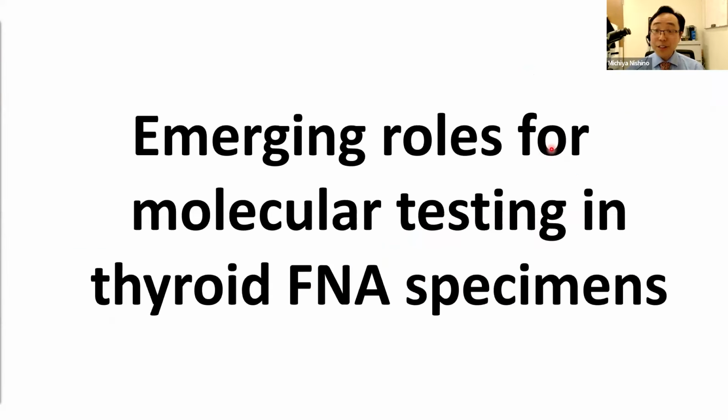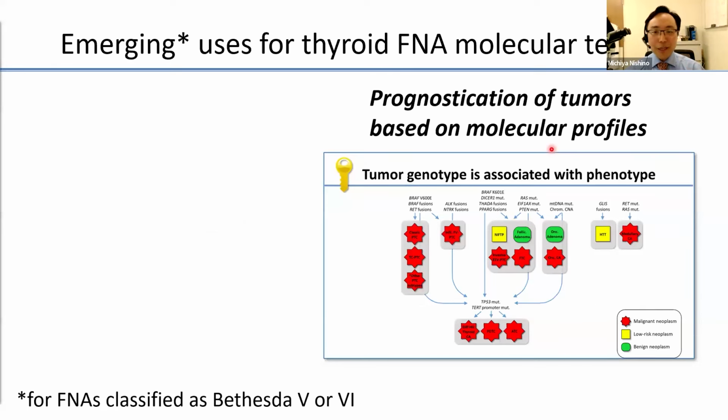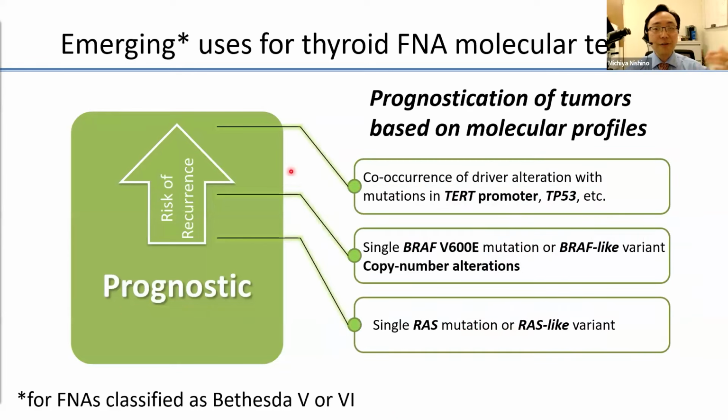Now, to close our discussion, we're going to explore three emerging roles for molecular testing in thyroid FNA samples beyond their established diagnostic role for risk stratifying cytologically indeterminate thyroid nodules. We've talked a little bit about the well-characterized associations between a tumor's molecular profile and its phenotype, which includes tumor prognosis. And by tumor prognosis, we're really referring to the risk of structural disease recurrence, distant metastasis, and cancer-related death, which molecular tests can inform to some degree.